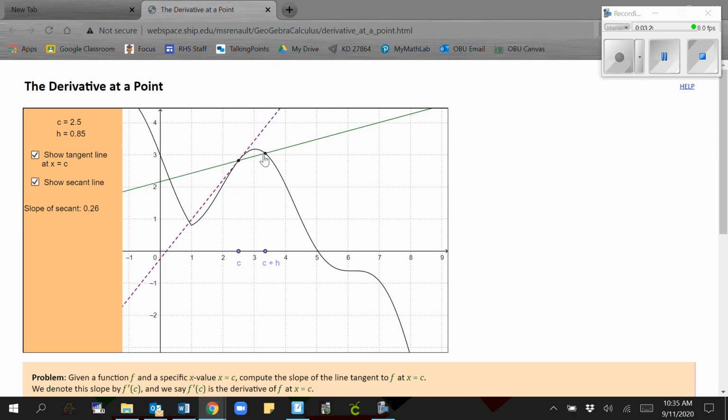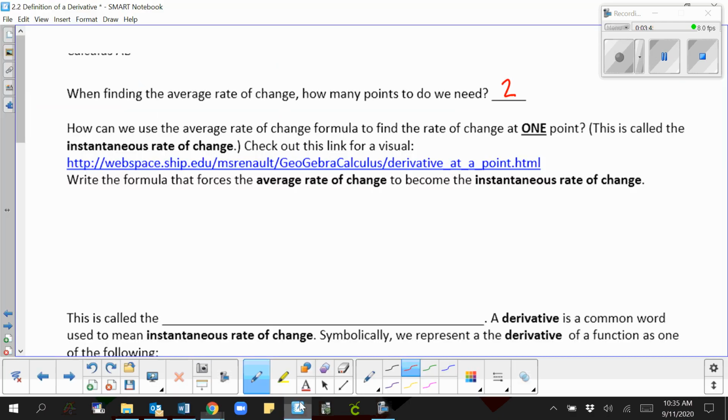So what I'm trying to do is move this point right here so that it's closer and closer to that point right there. So I'm moving the c plus h so that it gets closer and closer to c. So I'm taking my secant line and I'm trying to make it into a tangent line, so where they're the same point. So that's kind of a visual representation of what we are looking at. So what we're doing is we're trying to make it so that c is equal to c plus h. So we're trying to make it so that h is equal to 0.